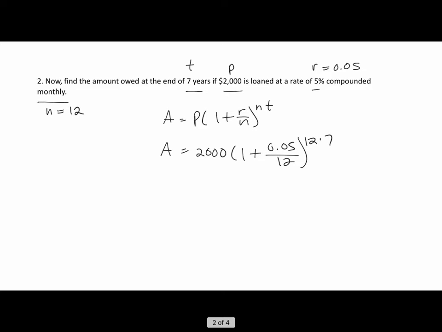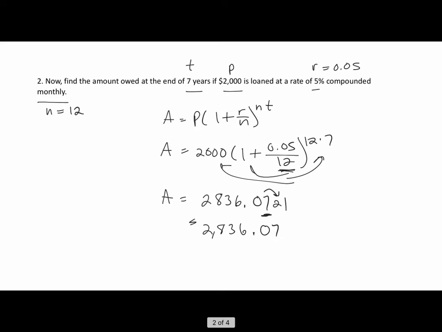So you can, again, do the division, add 1, raise it to the exponent, and then multiply by 2,000 if you're using a scientific calculator. Otherwise, just put this in your graphing calculator the way that it is. And we should get 2836.0721. Again, it's money, so we're going to round to the nearest hundredth. That'll be $2,836.07 after 7 years. That's how much we'll owe.